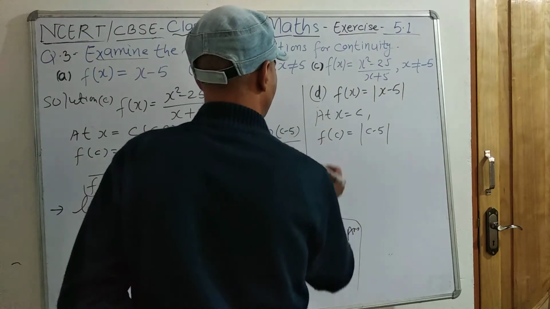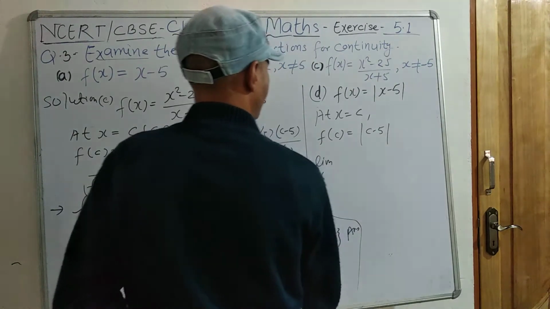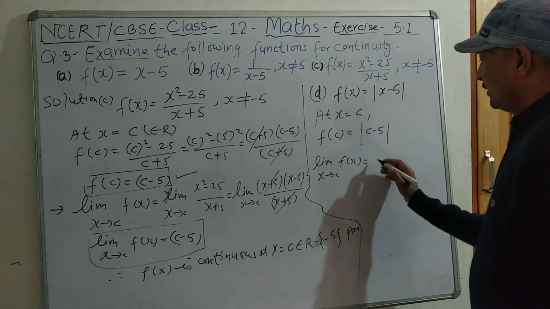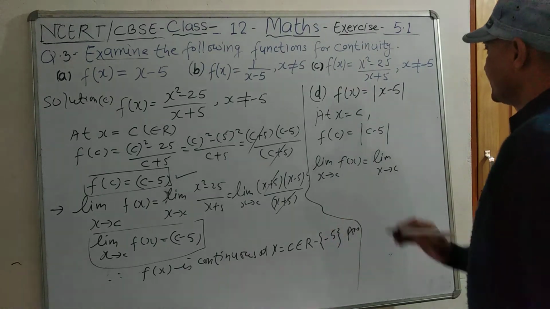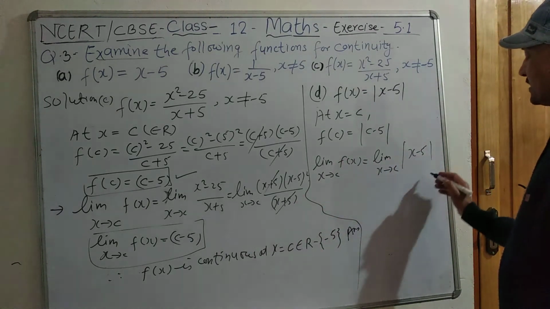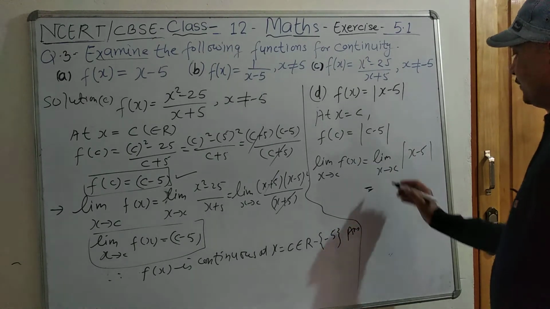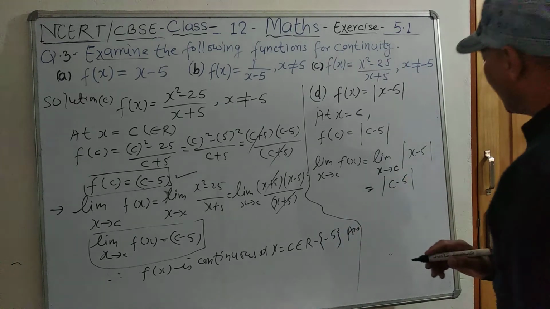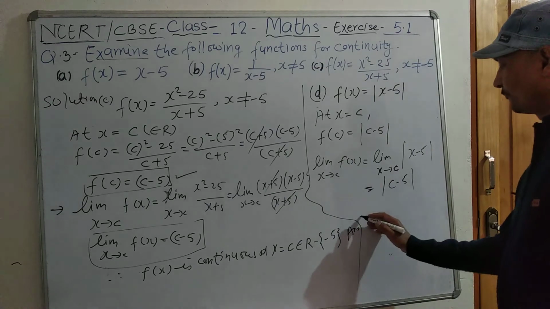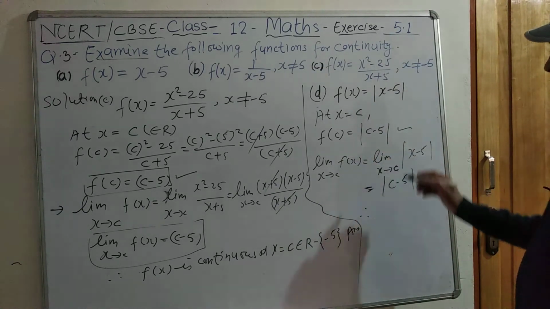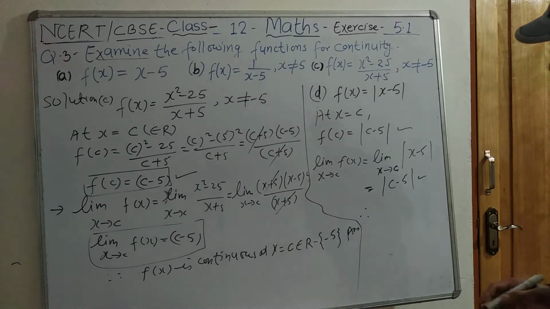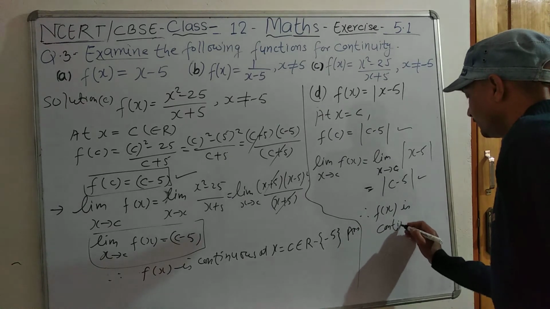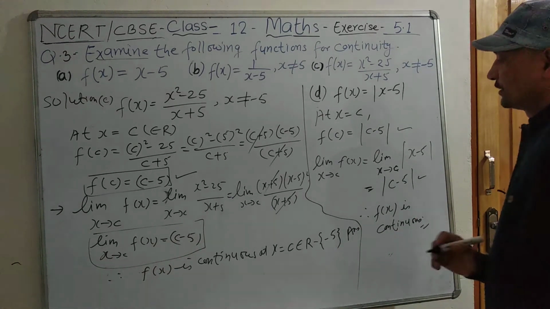And next one, limit x tends to c, f x is equal to limit x tends to c, and the function is modulus of x minus 5. So for limit x tends to c, as x approaches c, it becomes c minus 5. That means, therefore, f of c is c minus 5, also c minus 5 in the modulus. That means f x is continuous.